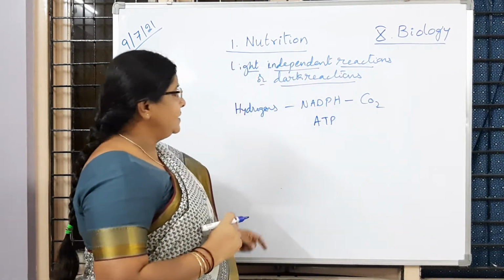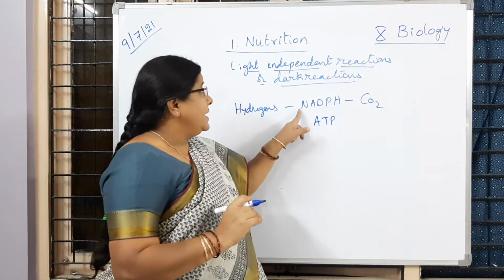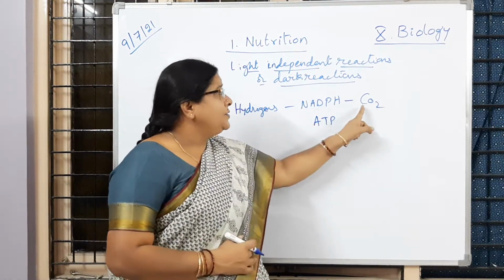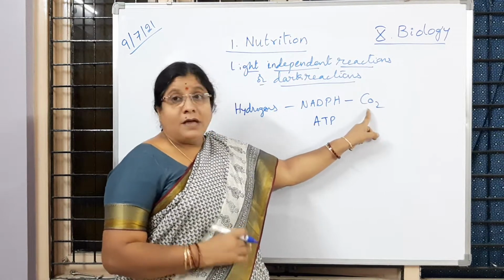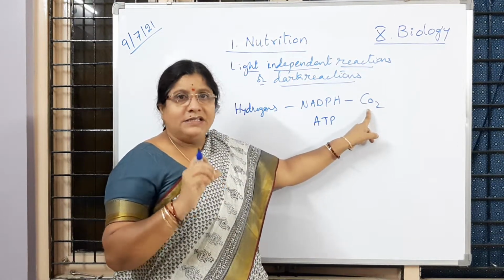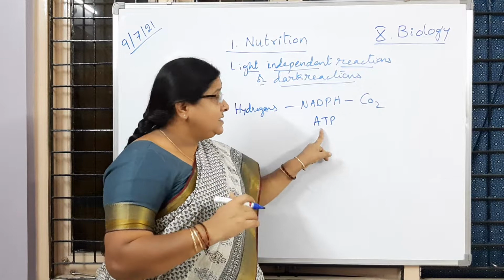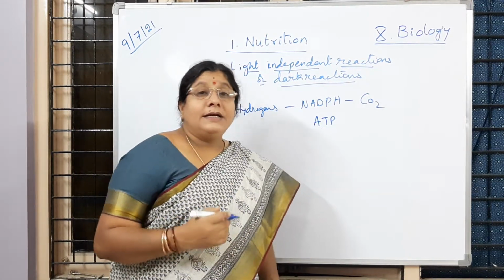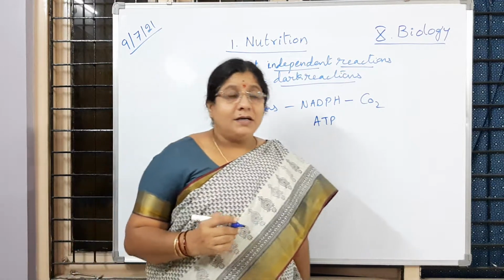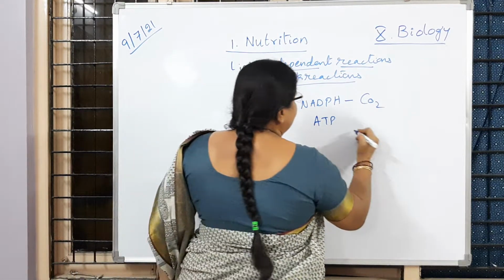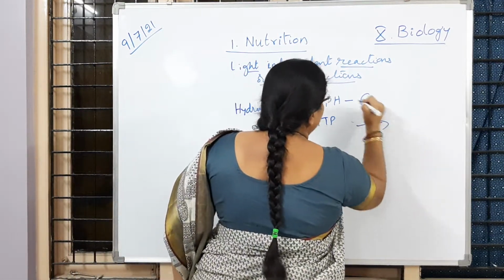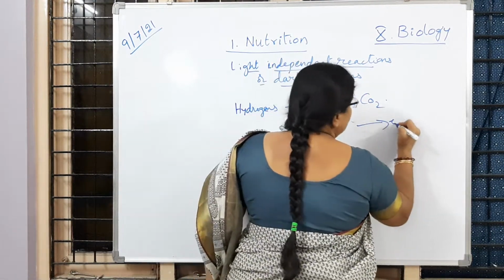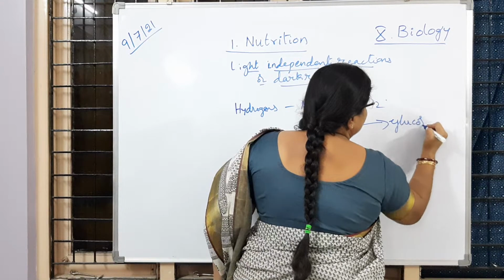Is it clear to children? The NADPH, which contains these hydrogens, is going to be used for fixing the carbon dioxide. And using this other assimilatory power, ATP, that results in the formation of what? After fixing all this, we are going to get glucose. Is it clear to you?